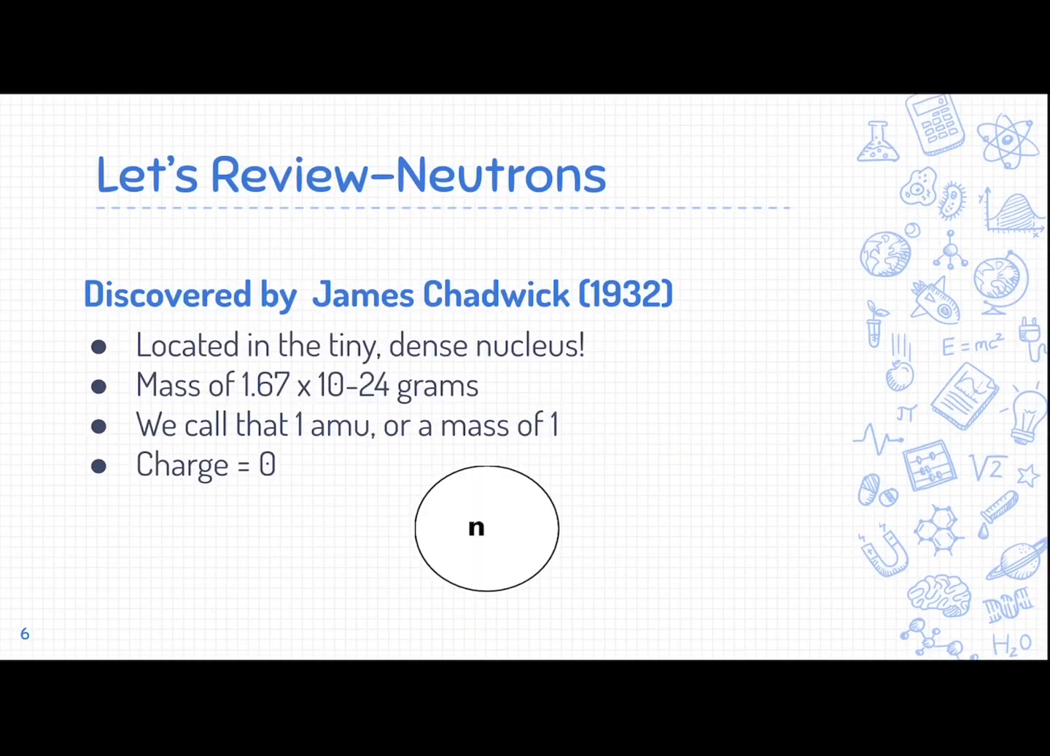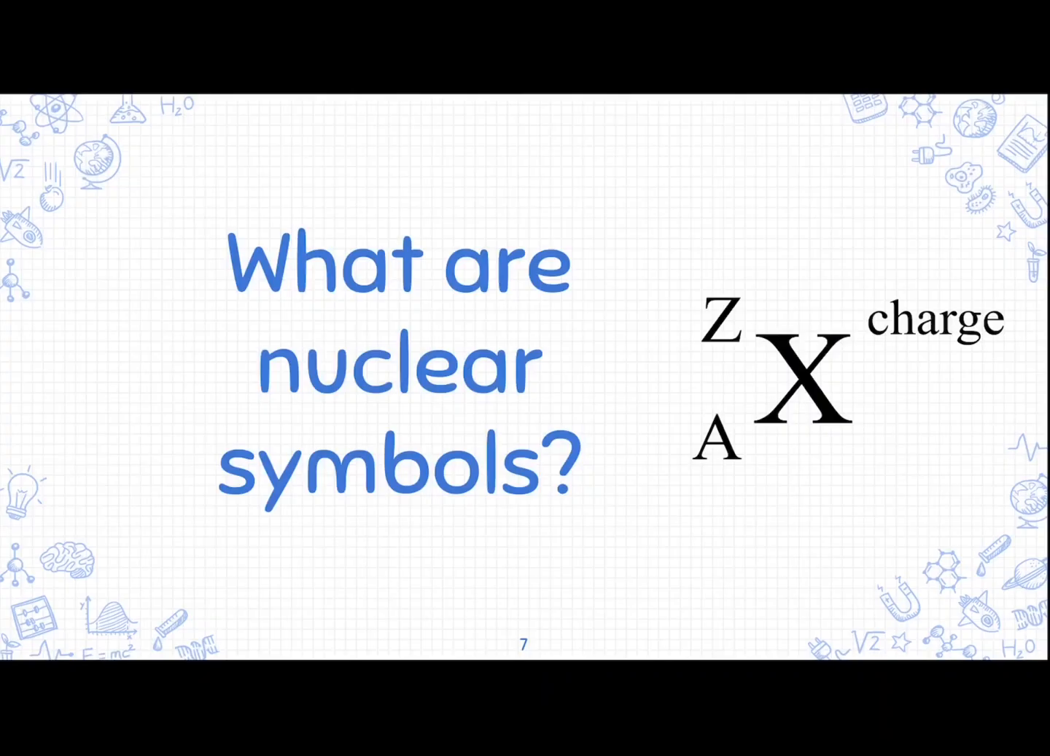Next, I have neutrons, discovered by James Chadwick in 1932. Again, located in the nucleus. There's the mass for you. It's pretty close to, we just call it 1 AMU, or 1. The charge is neutral, so 0.